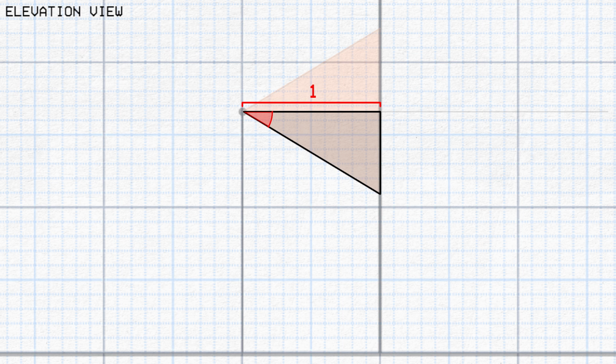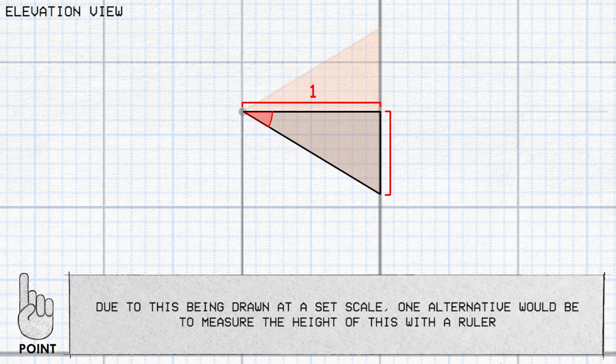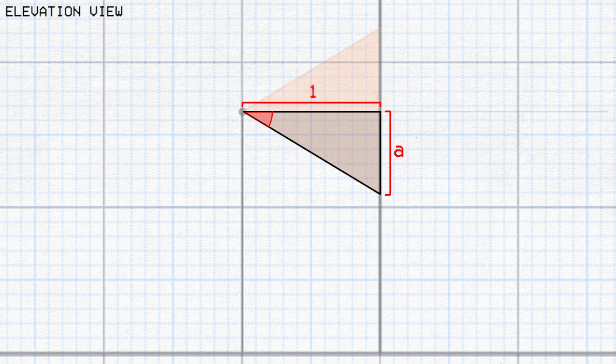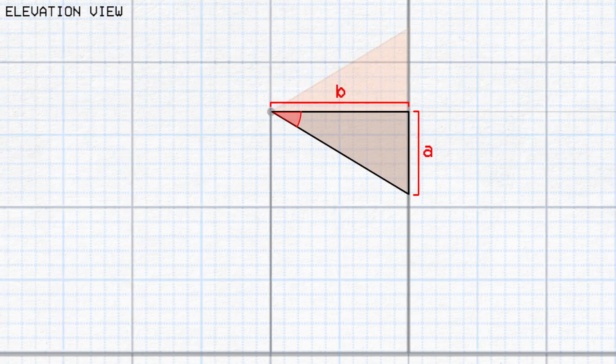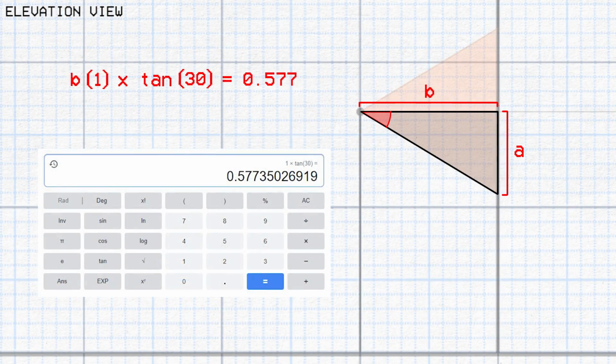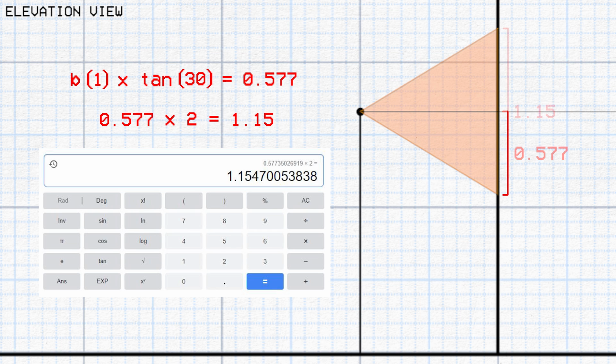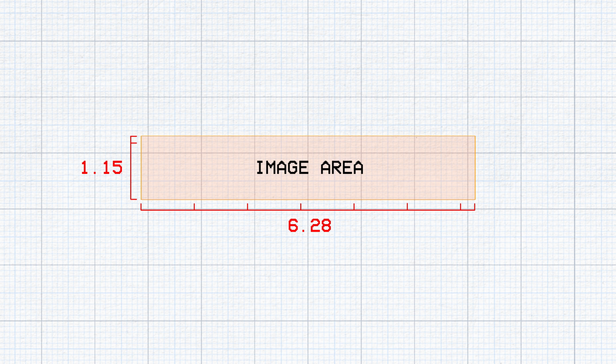Now, I'm an artist, not a mathematician, but to work out the side of this triangle, which we could then multiply by 2, it involves some trigonometry. To work out the length of this side of the triangle, let's refer to this as side A and this as side B. We multiply side B, so 1, by tan 30, our angle. This gives us 0.577, which we can then multiply by 2 to get this full height, 1.15. So now I can outline our image area, 6.28 units wide and 1.15 units high.